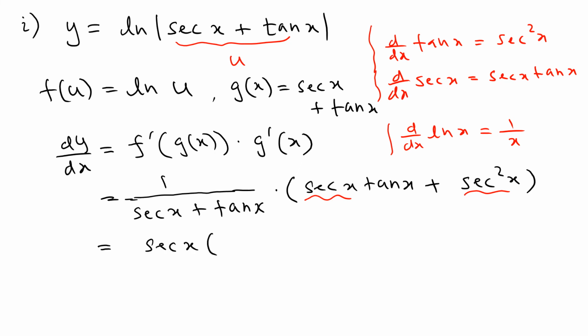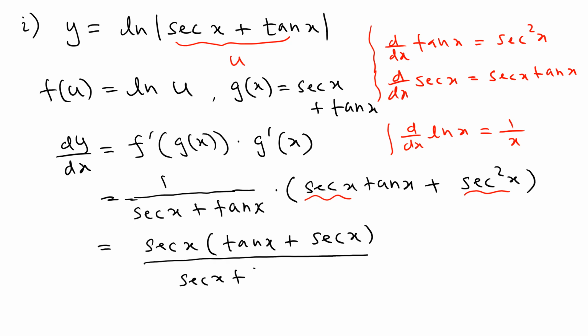We pull one secant out, you're going to get tan x plus secant x divided by secant x plus tan x. And you can see that this is the same, so you can cancel these two. So that means you finally get as the answer secant x. So this is very interesting, and you can see it simplifies very well. So the derivative of ln secant x plus tan x is simply secant x. It's a very interesting problem.